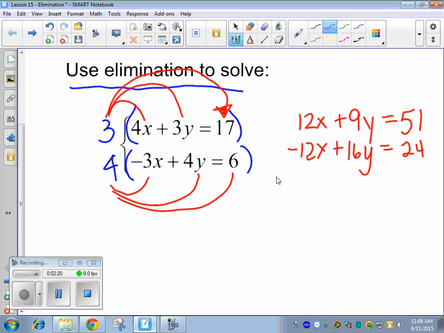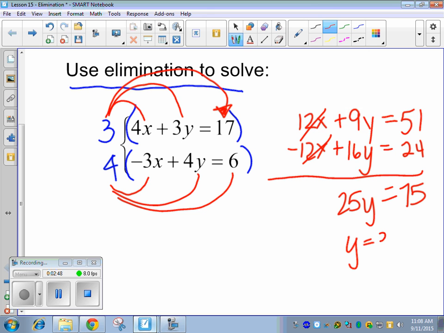And 4 times 6 is? Good. Now, we are always, quote, adding these. However, sometimes you have a minus sign available to you, right? So on this one, I have 12x minus 12x. They are going to cancel. Okay, we get 0, so we don't need them. Now we're going to add the 9y and the 16y. What do we get? 25y. And 51 and 24, what do we get? Good. Divide by 25 on both sides, so y is equal to 3.